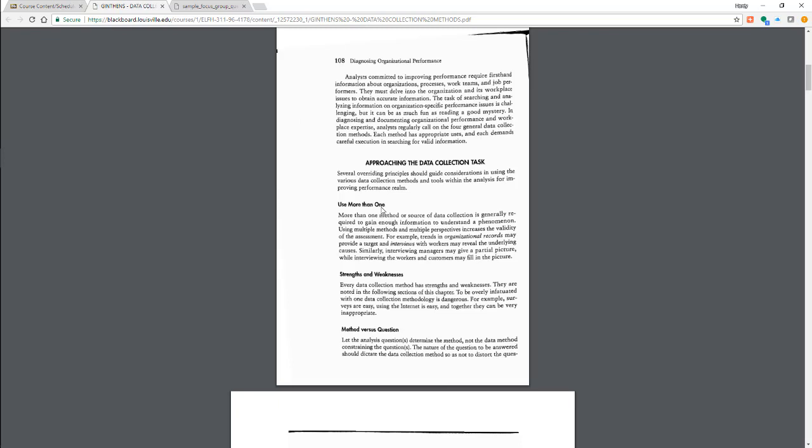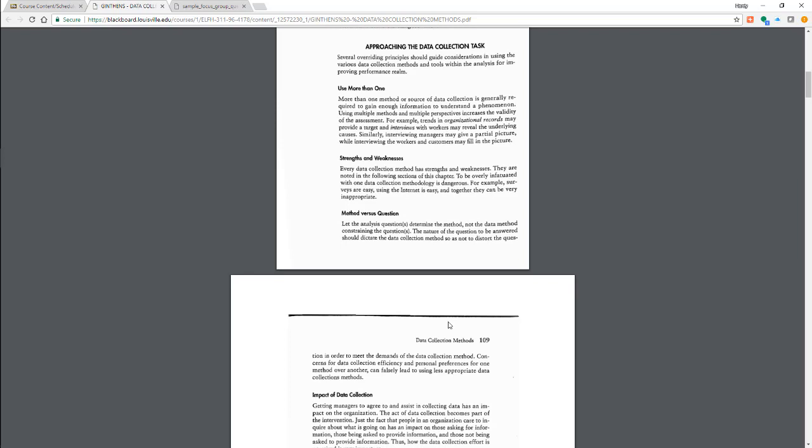As far as the method versus the questions, essentially, I like how this paragraph is talking about you letting the analysis question determine what the method is going to be, and not the other way around. So in other words, think about this. Just because a survey is easy to code and it's easy to manipulate in Excel or one of those statistical programs, does not necessarily mean that you're always going to go with a survey that is quantitative in nature, or vice versa. Just because you want to get context and have a rich answer doesn't mean you're always going to have a qualitative interview. It really depends.